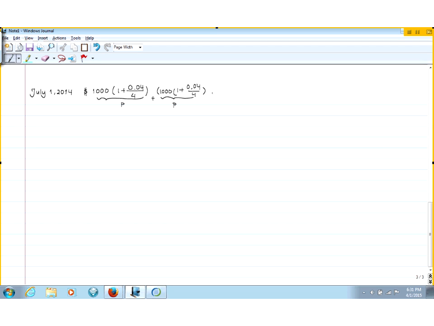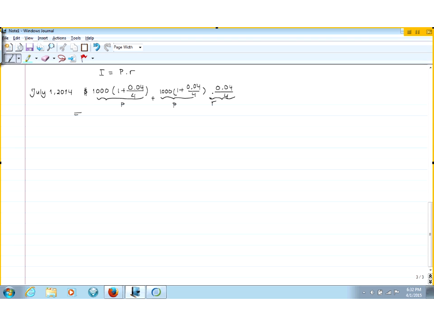So this is the principal, which is 1 plus 0.04 divided by 4 multiplied by the interest. Remember, the interest is equal to principal times rate times time. So the rate here is 0.04 divided by 4. Now, if I rewrite this, this one has one extra.